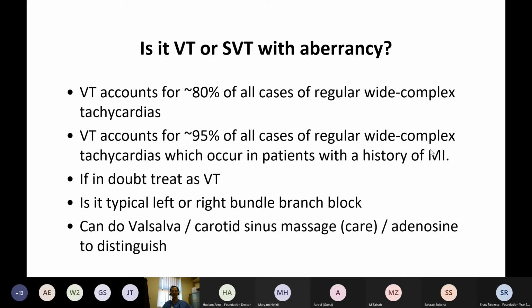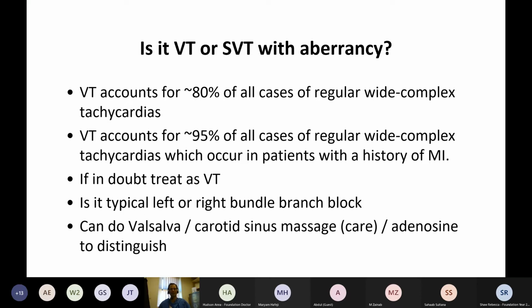And if they've got a history of cardiac issues, it's even more likely to be a VT. So if in doubt, treat a broad complex tachycardia as VT. In order to decide if it's an SVT with aberrancy, you're deciding first, is it left or right bundle branch block? Is it typical left or right bundle branch block?